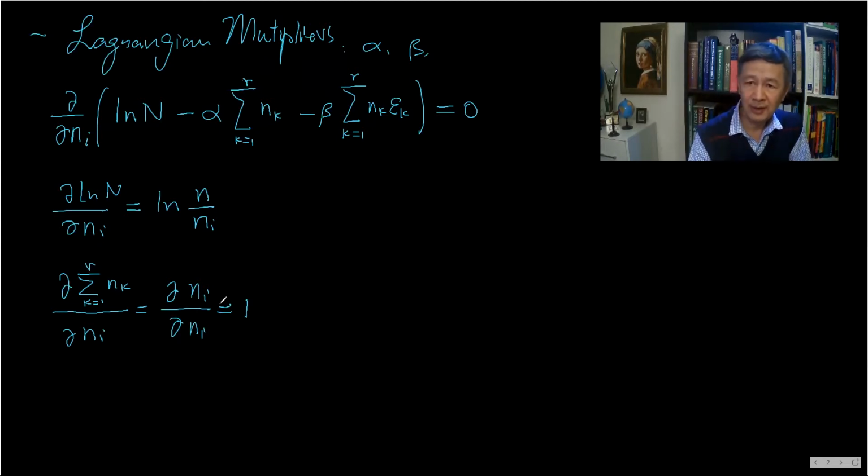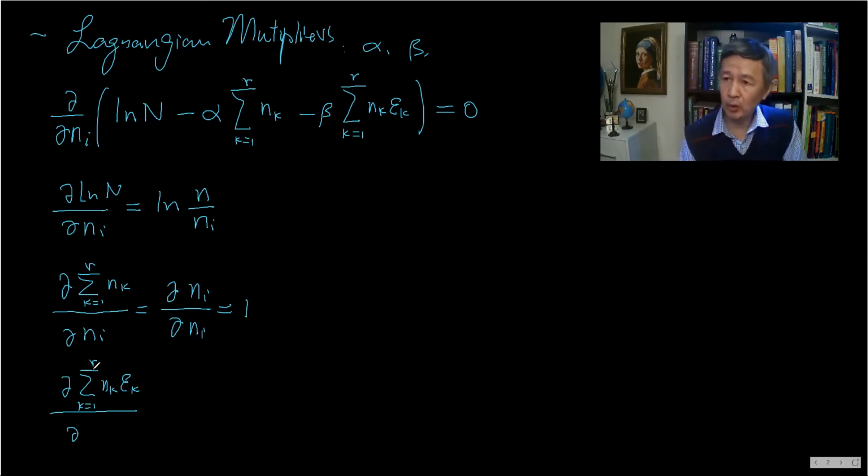In addition, we can deal with the first derivative of this term, that is the sum of nk multiplied by epsilon k, where k runs from 1 to r always. So r is the number of energy groups or energy levels given for this kind of arrangement. And with that, we take the partial derivative with respect to ni, which is one of them.